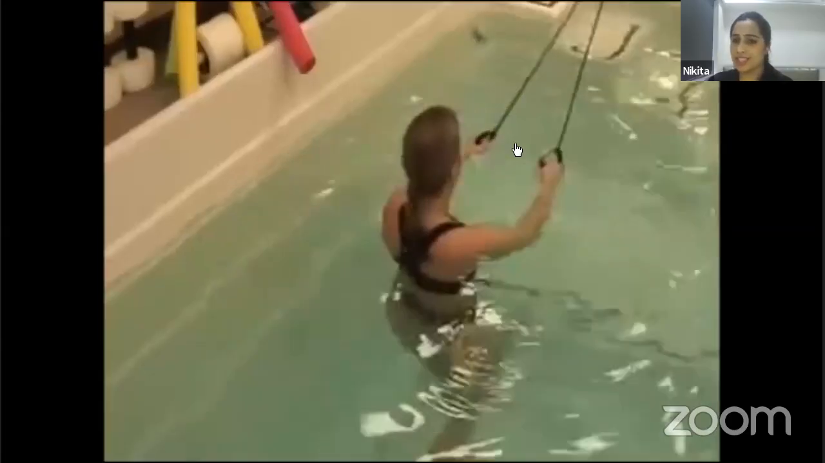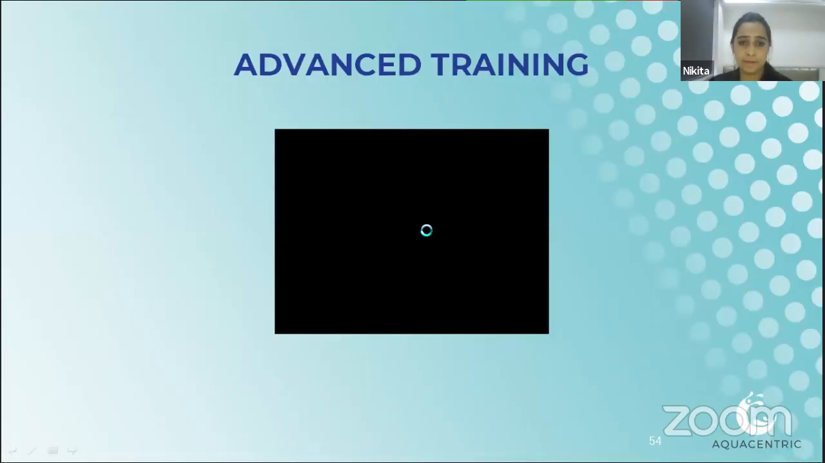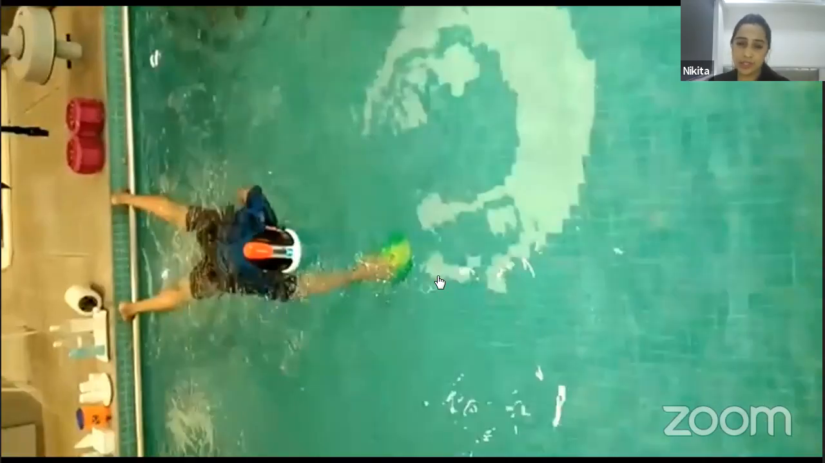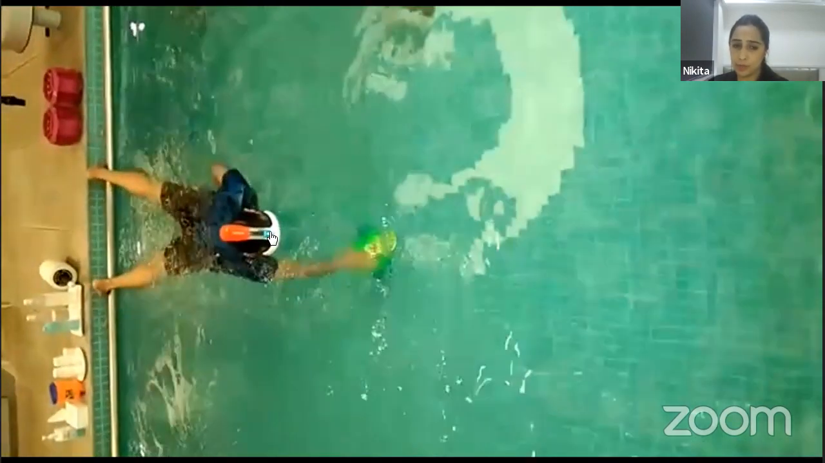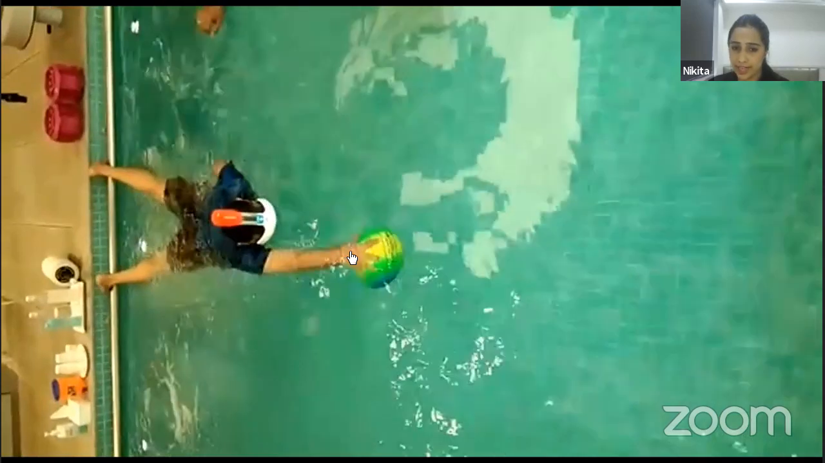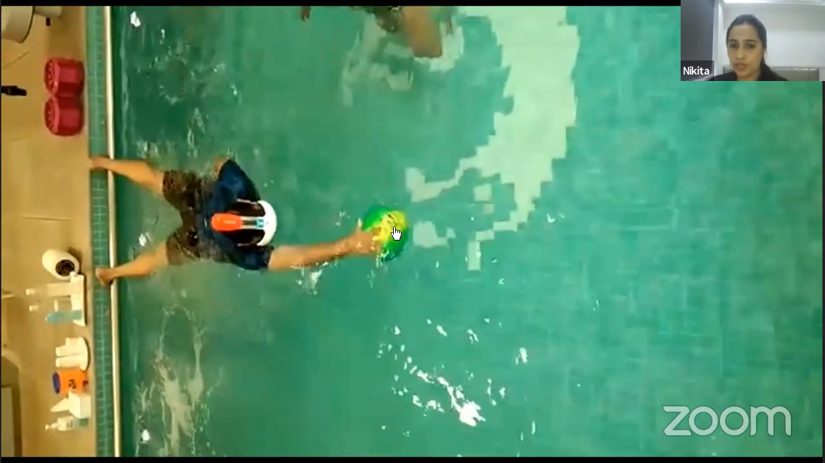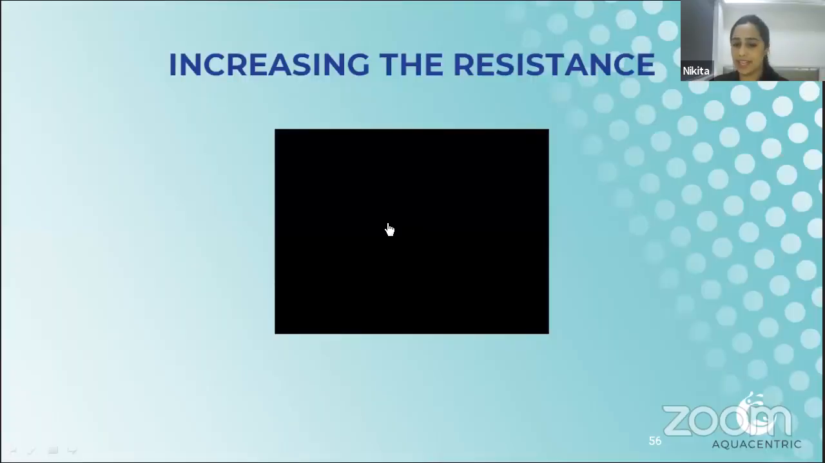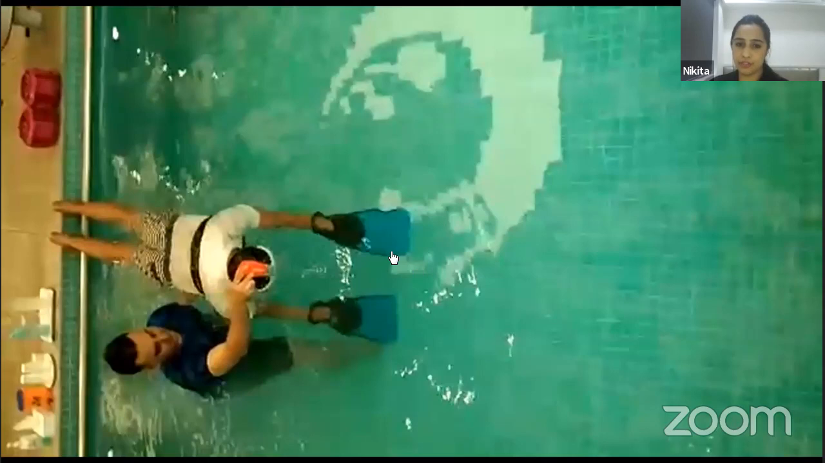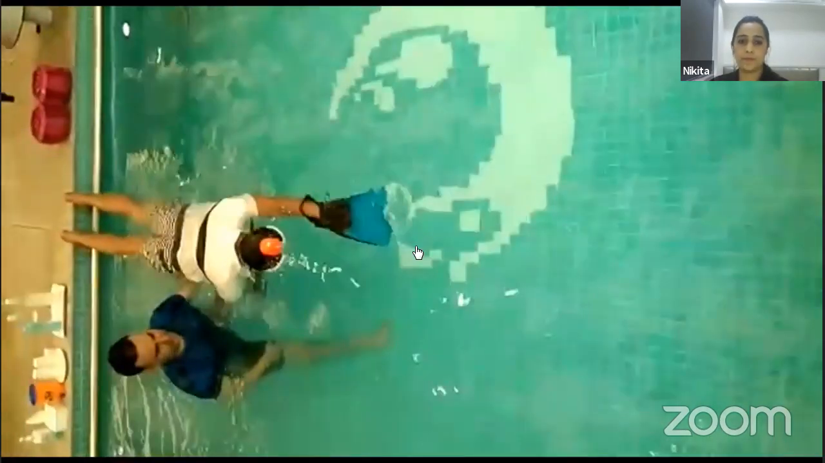Advanced training, so this is a TheraBand. You can try in different positions and try and mimic the action that you're supposed to do on field. So this is again at Aquacentric, how we challenge your core, your hip, ankle stability. So the person is wearing snorkel, is supposed to lie in prone, and then supposed to do the movement from shoulder with more and more object that is buoyant. We can again increase the resistance by wearing your flippers.